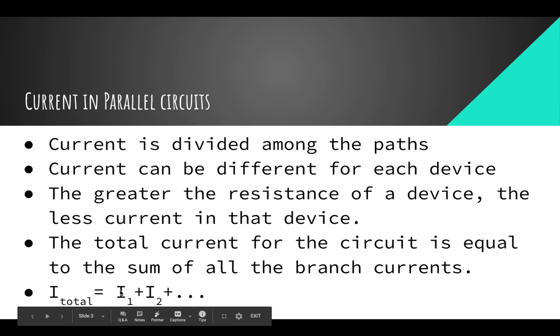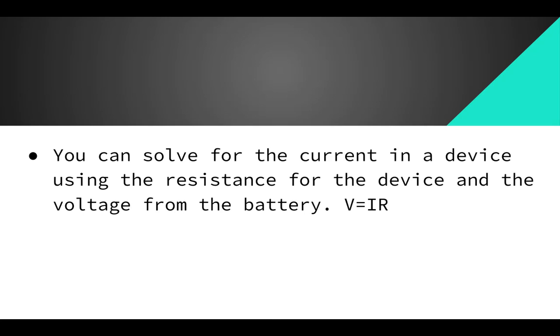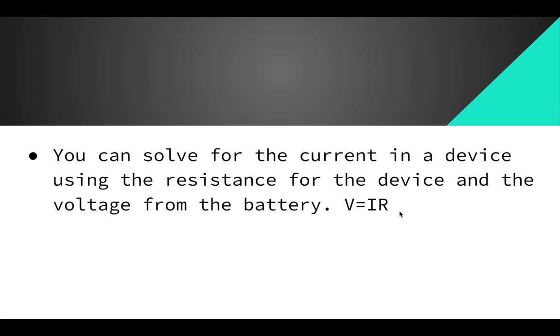So we add up all the currents. This would be the current in each of the branches. So if there's two branches, it's just going to be those two. If there's a third branch, it would be those three added together, so on and so on. You can solve for the current in a device using the resistance for the device and the voltage from the battery. So we'll take voltage equals current times resistance.